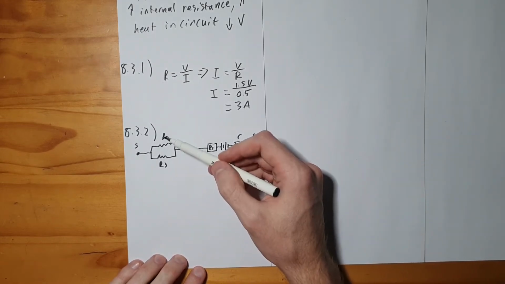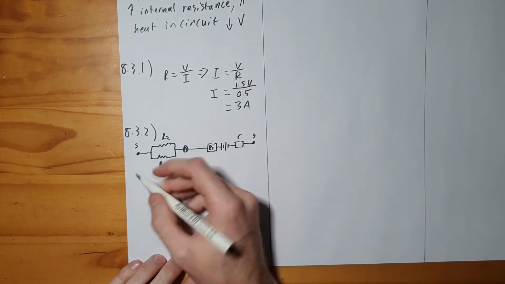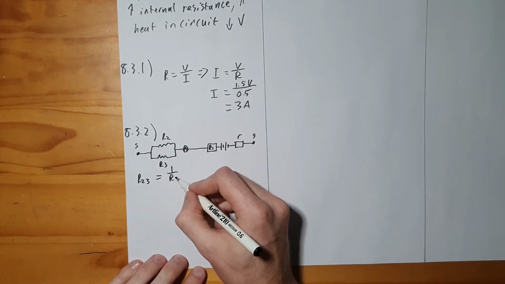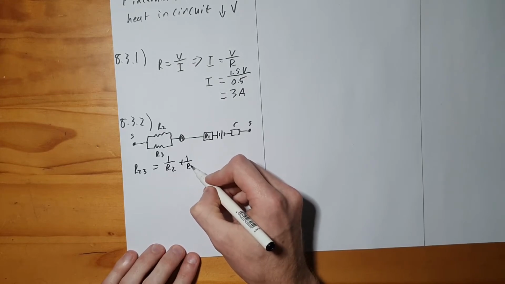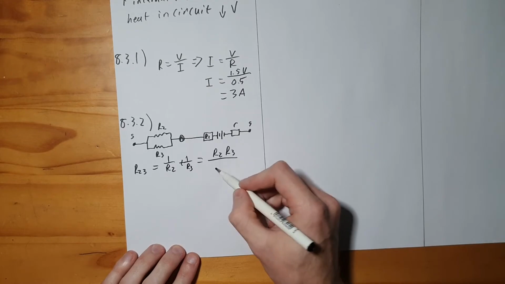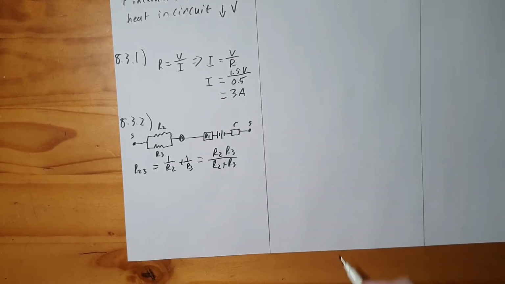into a combined resistor and then add it to this one. So we can say 1 over R23 is going to equal 1 over R2 plus 1 over R3, or it can be written as R23 equals R2 times R3 all over R2 plus R3.